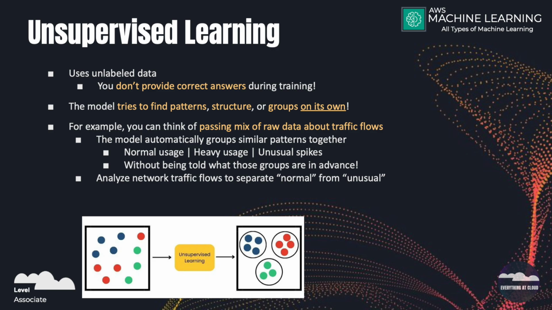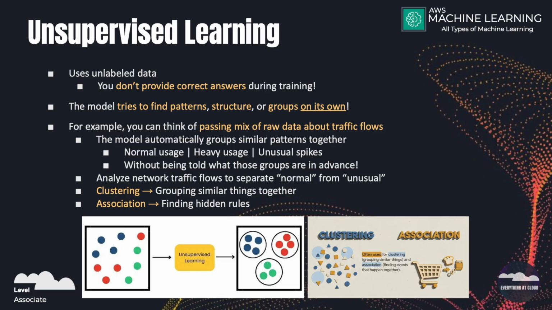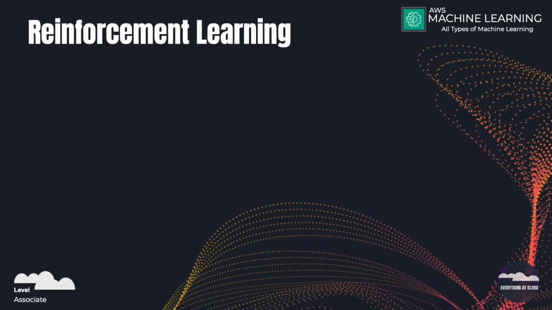Unsupervised learning is often used for clustering, where the goal is to group similar things together, and association or pattern discovery, where you learn what events often happen together. So supervised is about learning from answers, and unsupervised is about discovering the structure. But there's a third setup where learning comes from outcomes over time. So let's move to reinforcement learning.